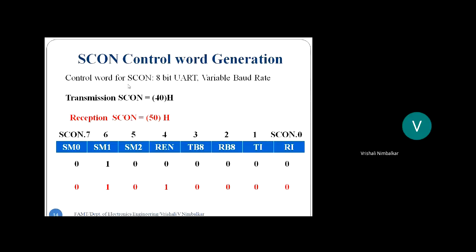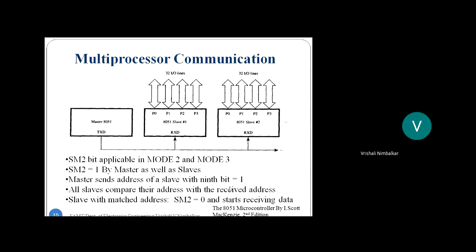Is that okay? So please remember this, students. For transmission, usually mode 1 is preferred, and accordingly the control word comes as 40 hex. For reception, again mode 1 is preferred, variable baud rate, 8-bit UART, but the receiver should be enabled with the help of SCON, and hence the control word comes as 50 hex. Right? So that's how we generate the control word required for serial transmission and for serial reception. Hope you all are getting this, students.